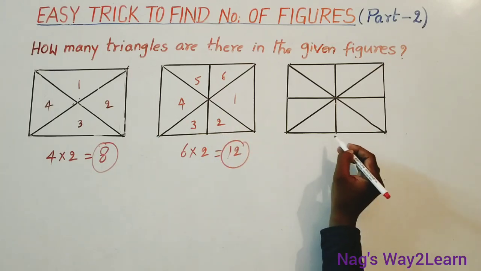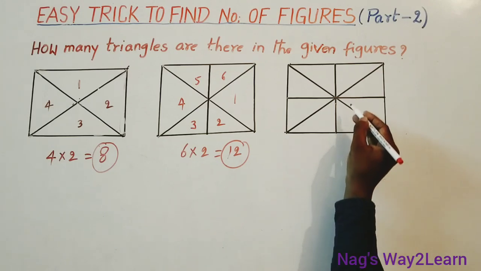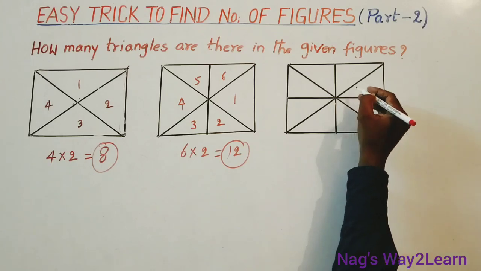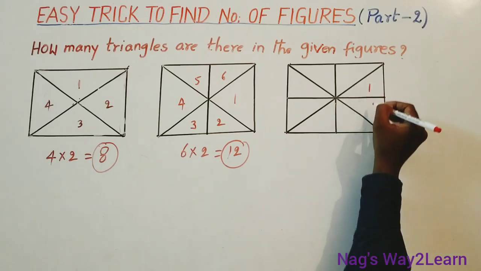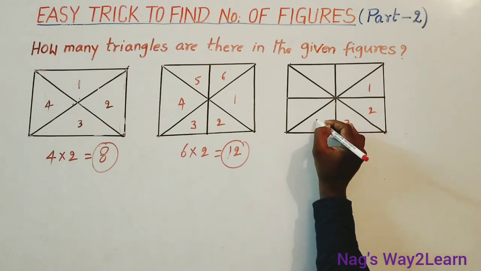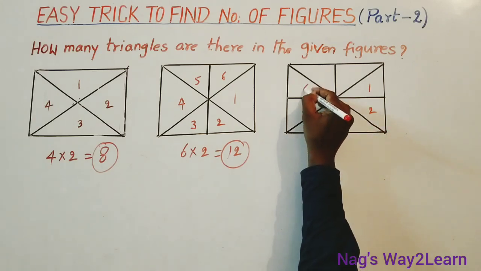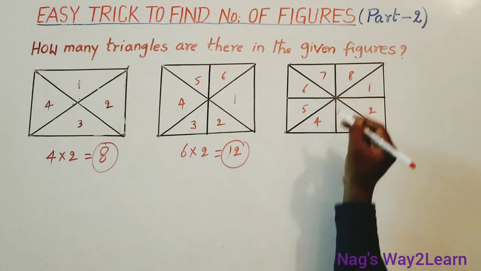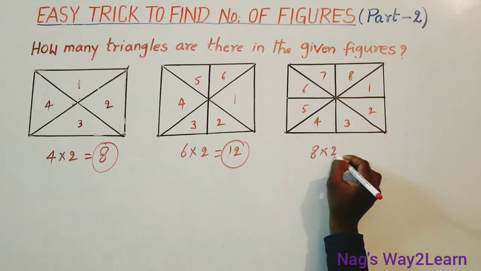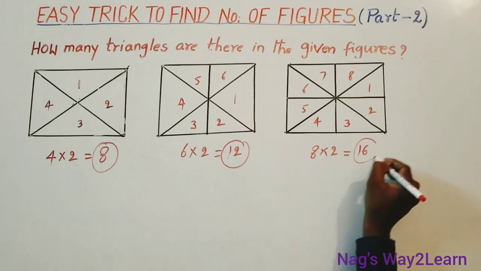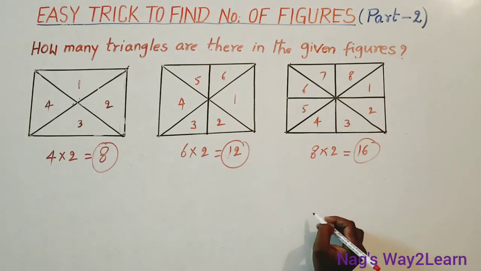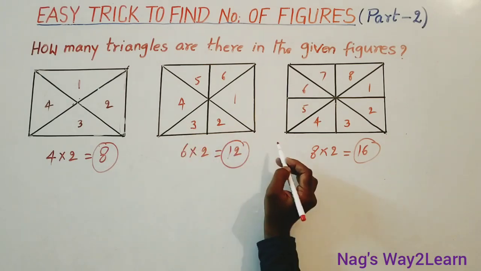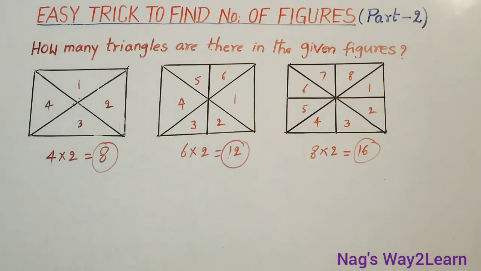In the same way you see this diagram. You need to find the number of triangles in this one. Now you count the parts. 1, 2, 3, 4, 5, 6, 7, 8. So totally 8 parts are there. So 8 into 2, there are 16 triangles in this diagram. You just multiply the number of parts with 2, you will get the number of triangles in this type of figures. Now let's see another model.